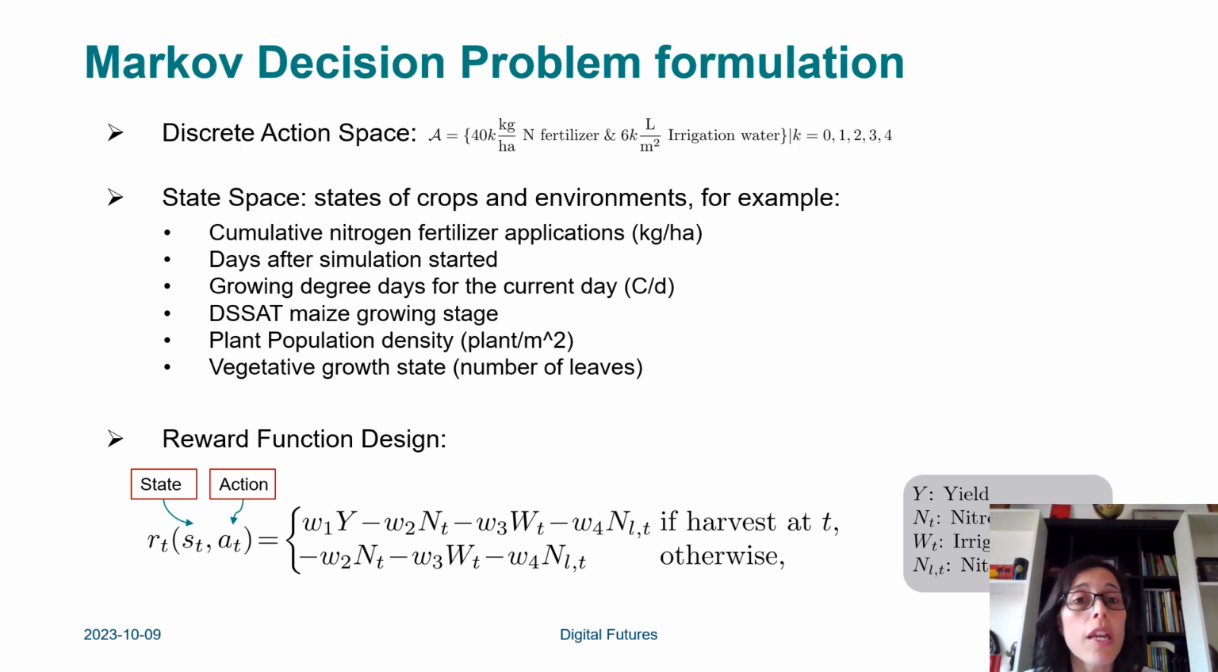so that the reward function is defined by the equation shown on the screen where W1, W2, W3 and W4 are 4 weight factors to be determined. Epsilon is the yield at harvest and NLT the amount of nitrate leaching at a given day.